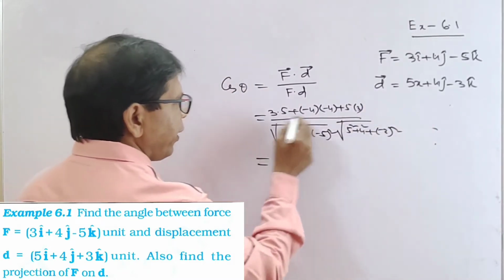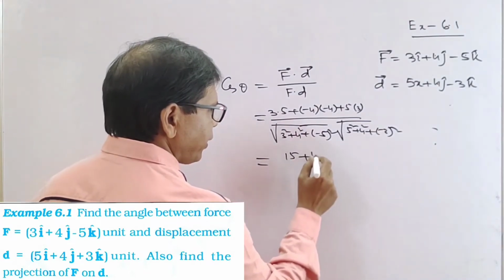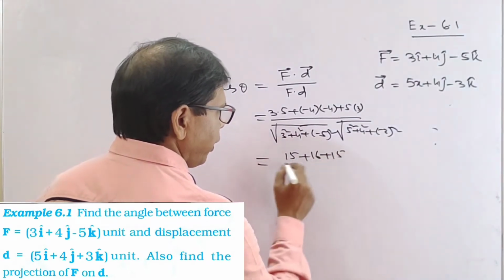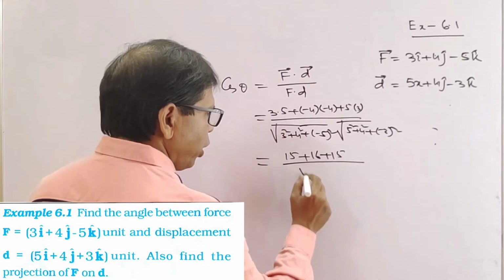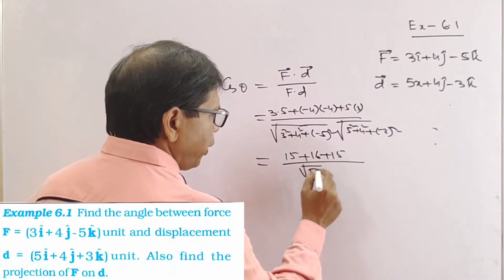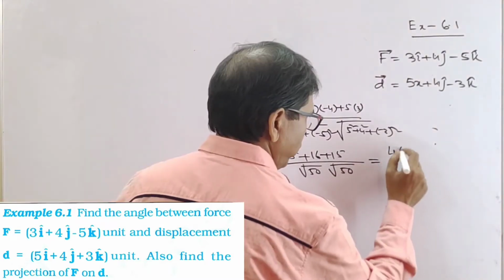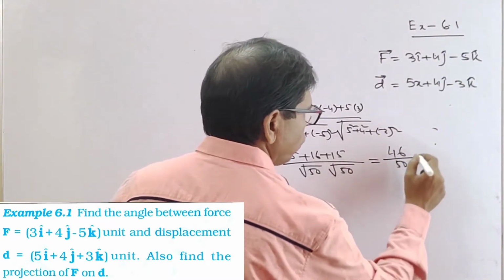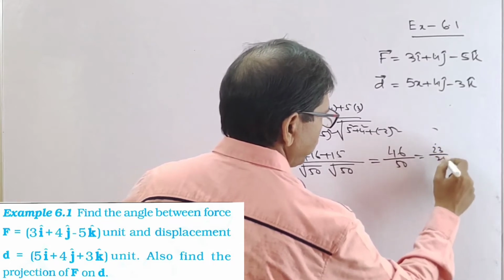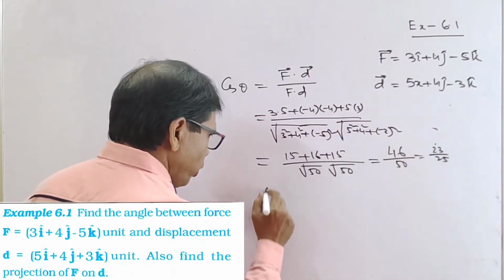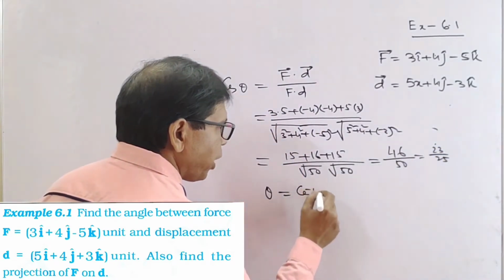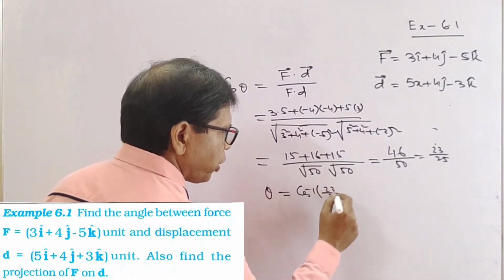So this is 15 plus 16, this is 15 divided by root over 50 into root over 50. Okay, this is 46 by 50, so this is 23 by 25. Therefore theta equals cos inverse of 23 by 25.